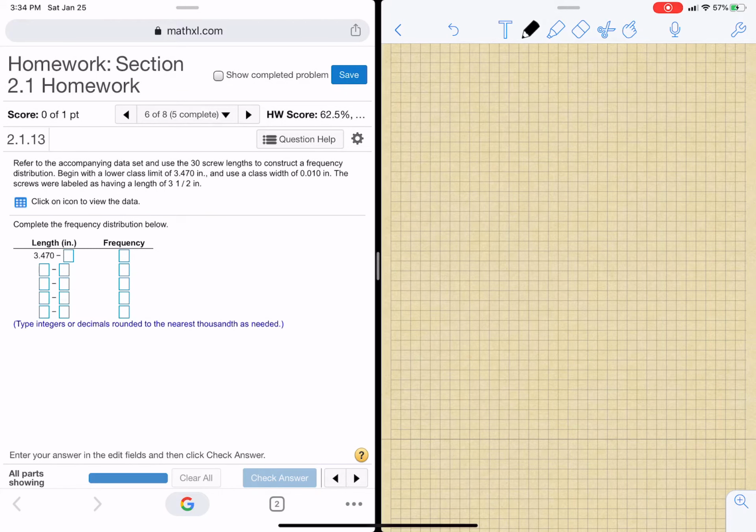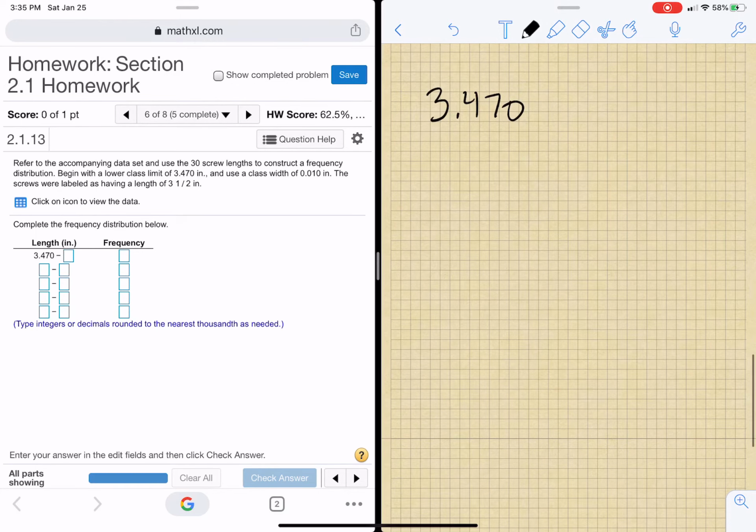Oh. Okay, this one's definitely not fun. Okay, so I'm just going to tell you how I'm going to start this problem to fill this out. So I'll do 3.470. And they tell me 30 screws, construct a frequency table.